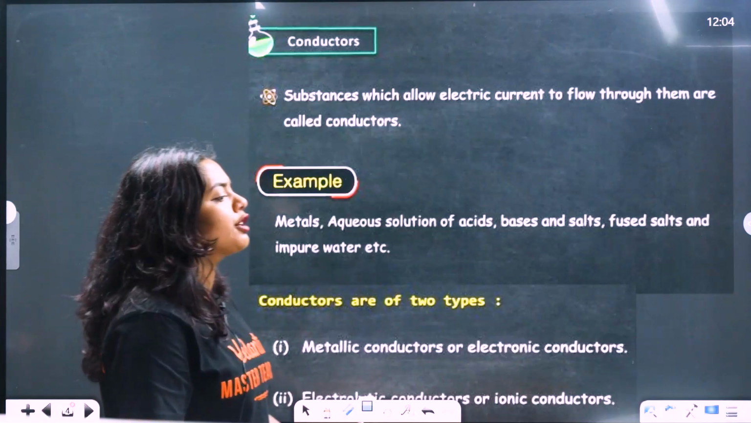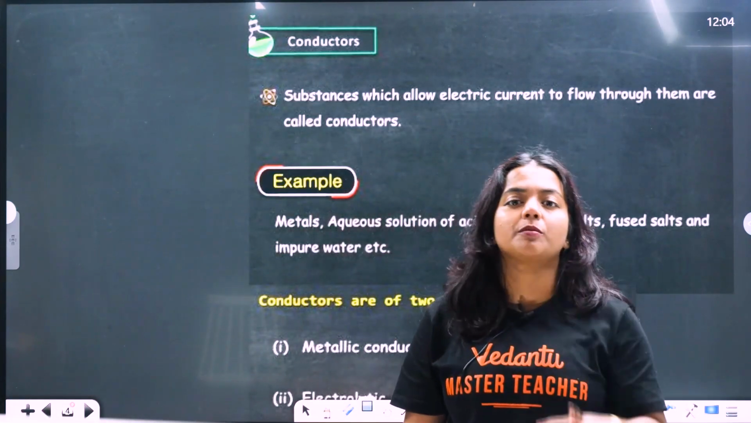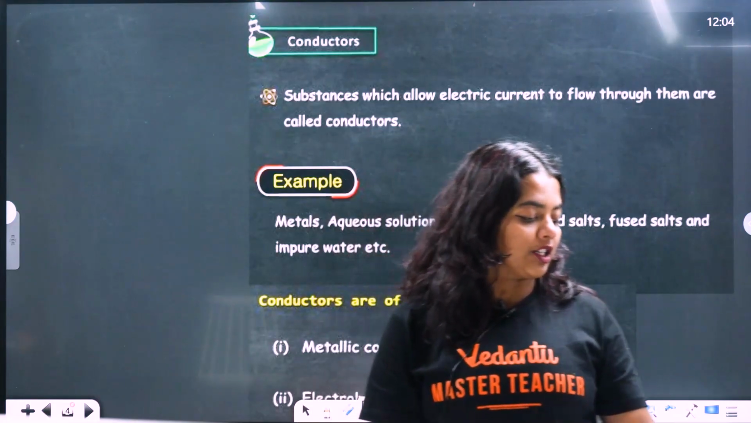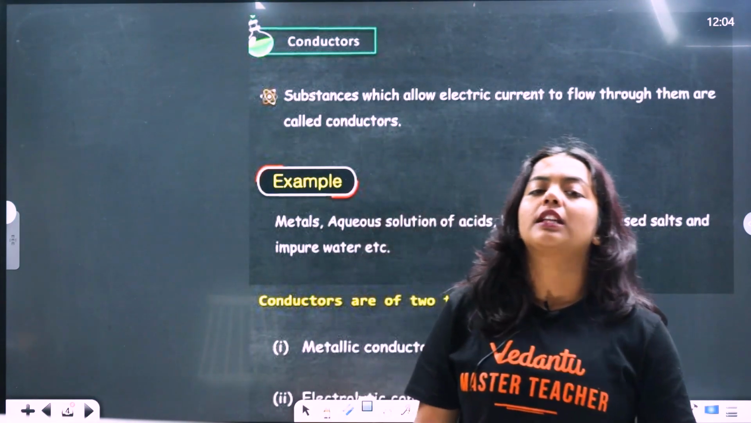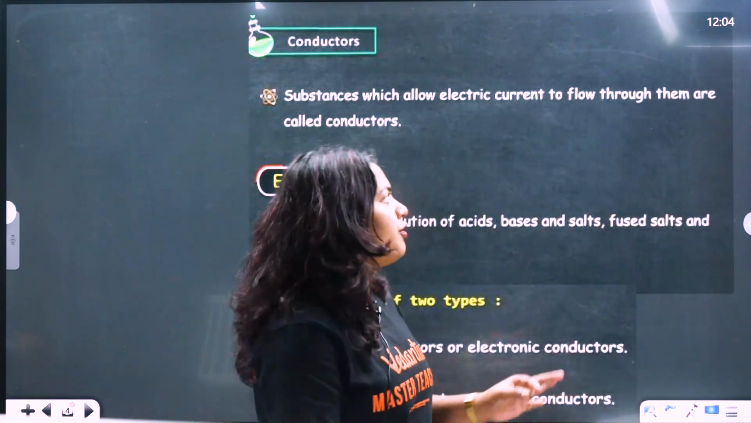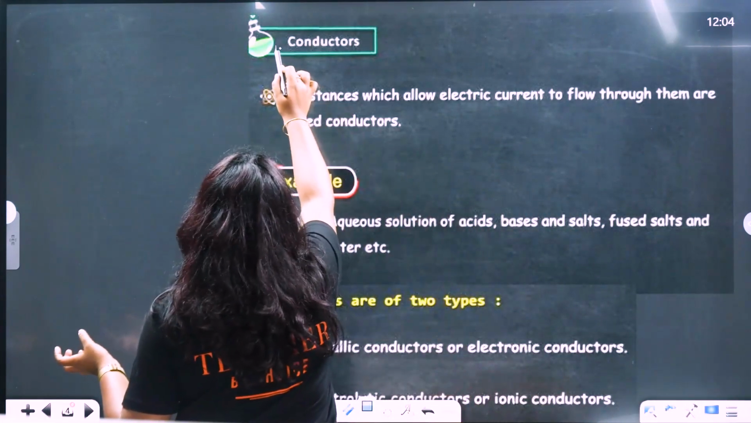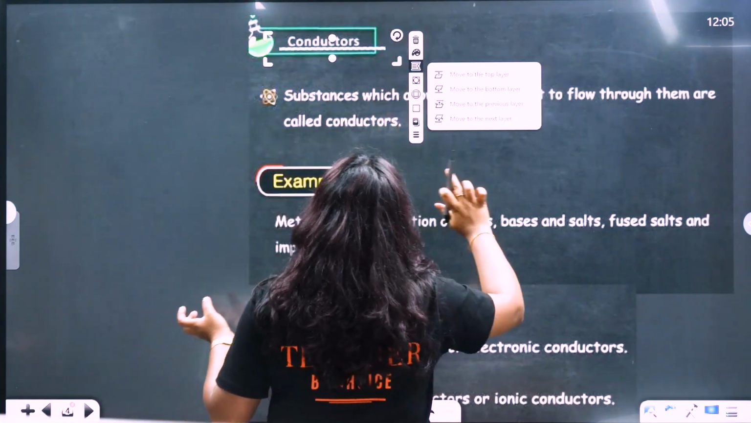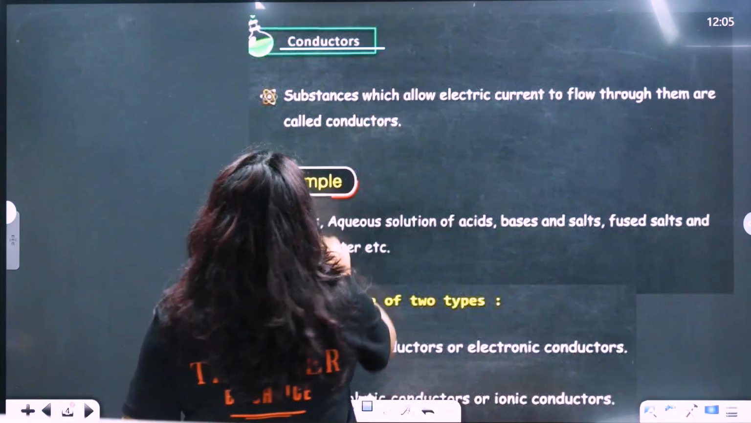Now before entering the chapter, there are a few terms like conductance and specific conductance. Like we studied many terms in atomic structure, in this chapter also there are some important terms. So we are going to discuss those terms. First one is conductance. Conductance: the substances which allow electric current to flow through them are conductors.